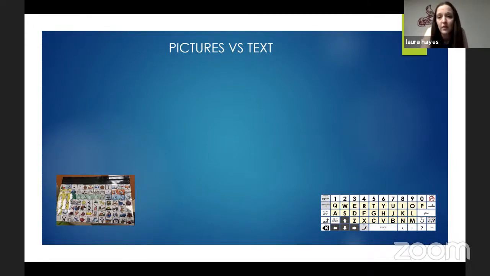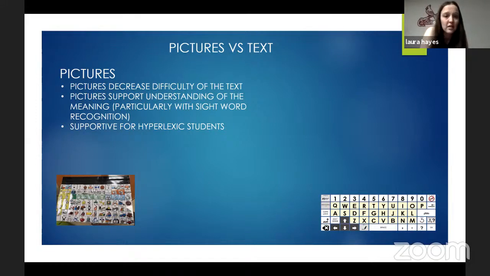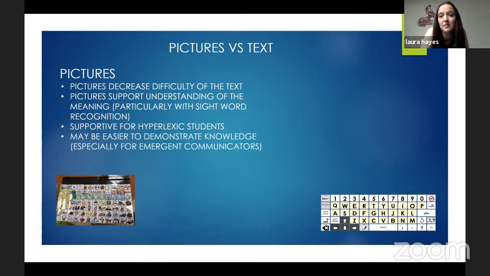How do we lay out our writing activities? Because there is a difference. When we're using pictures to write, they decrease the difficulty of the text. They support understanding of meaning and sight word recognition. They are supportive for those hyperlexic students. And I really encourage you, if you have someone who's hyperlexic, who can read text but doesn't infer meaning, to make sure that you are giving picture supports. Then it's going to be easier for them to demonstrate their knowledge using this form.